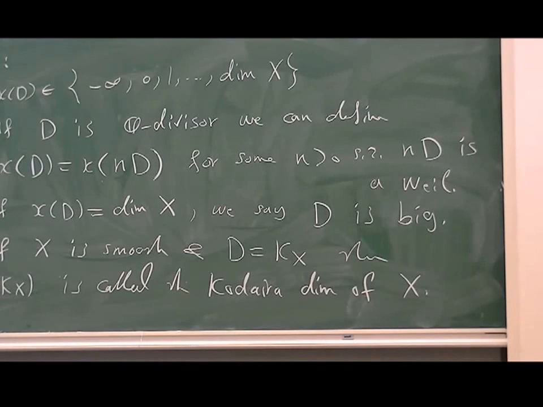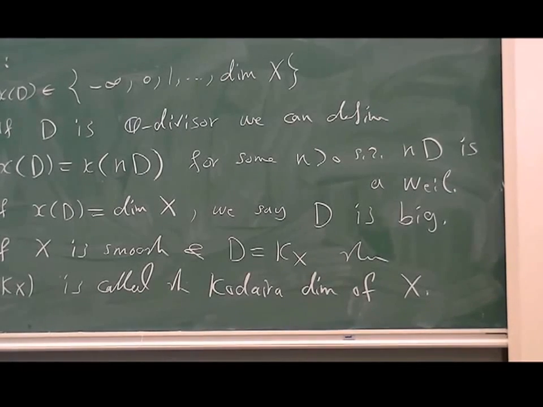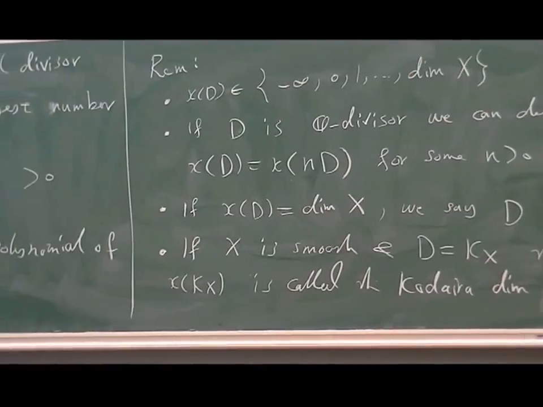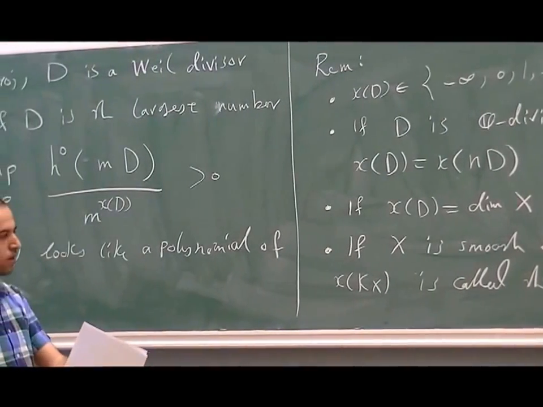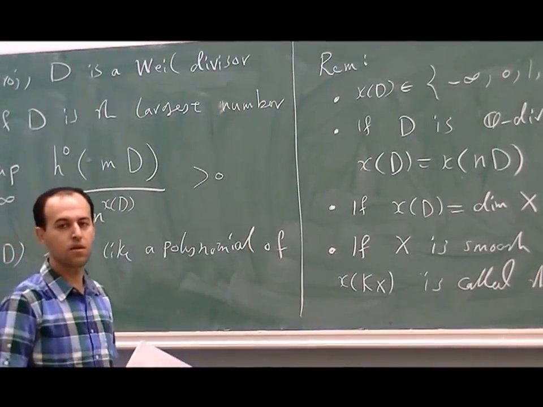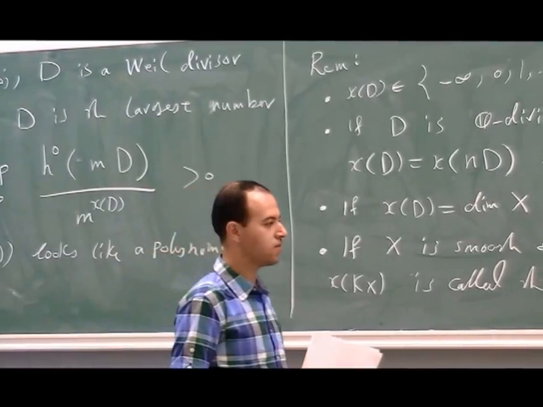So after a very long time that people worked on algebraic geometry of surfaces, people realized that these numbers somehow put varieties, or in this case surfaces, into different categories that somehow are very different from each other.